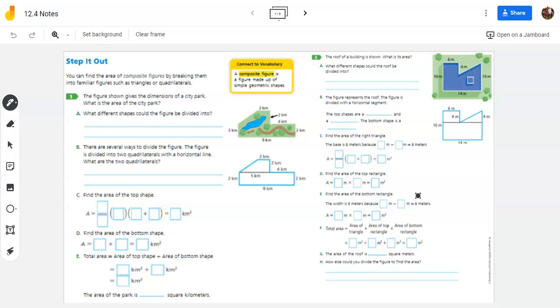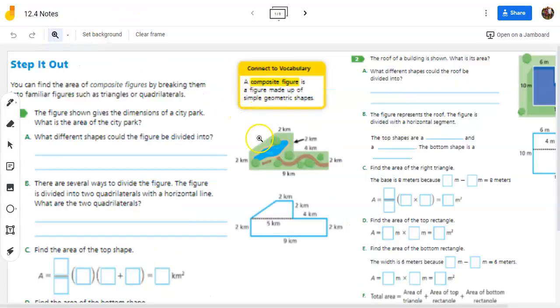The figure shown right here over to the side gives the dimensions of a city park. What is the area of the city park? First, though, on A, they want us to figure out what kind of different shapes there are in here. So I'm going to zoom in a little bit so we can see it better. And you'll see that if I go right here with my line, I have a trapezoid on top and a rectangle on the bottom. So I'm going to write trapezoid and rectangle.